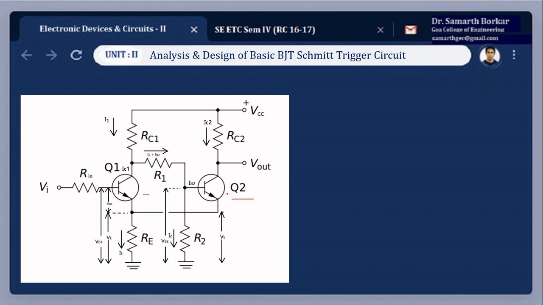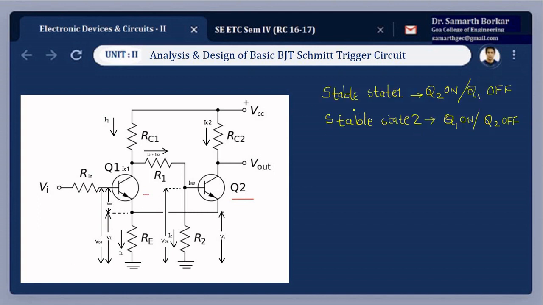Again, as I've said, a Schmitt trigger is a bistable kind of multivibrator. So there will be two stable states. Let me write the stable states. There are two stable states, state 1 and state 2. In stable state 1, the transistor Q2 is on, that is into saturation, and Q1 is off, that is it is driven to cutoff. In stable state 2, it's the reverse of state 1. In this case, the transistor Q1 is on and Q2 is driven to cutoff.